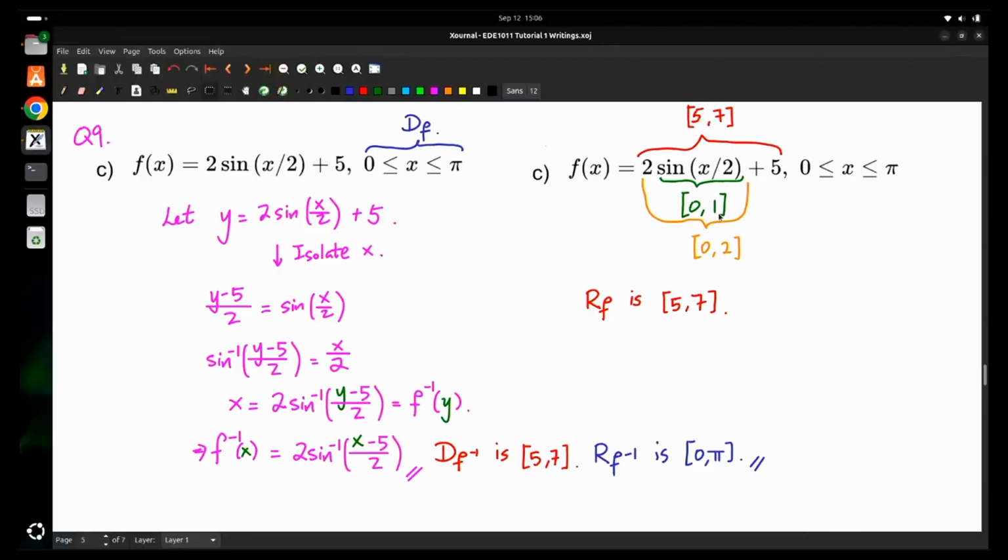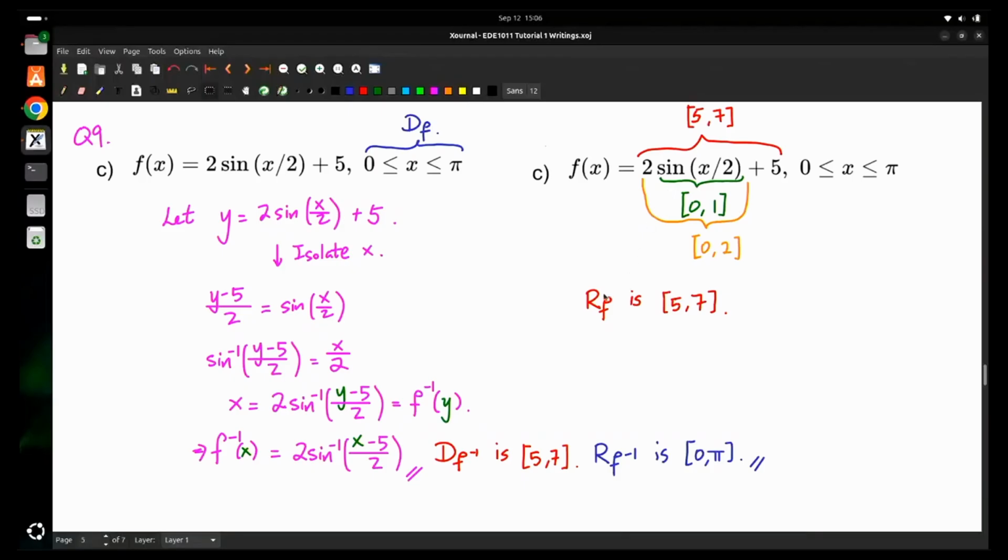So if your sine is going to give you the range of 0 to 1, you times 2, so it's like you stretch the sine function. Therefore, it becomes 0 to 2. Then after that, you plus 5. That means you shift up the whole interval by 5. So therefore, the range of f is 5 to 7. Just analyze step by step from the transformations.